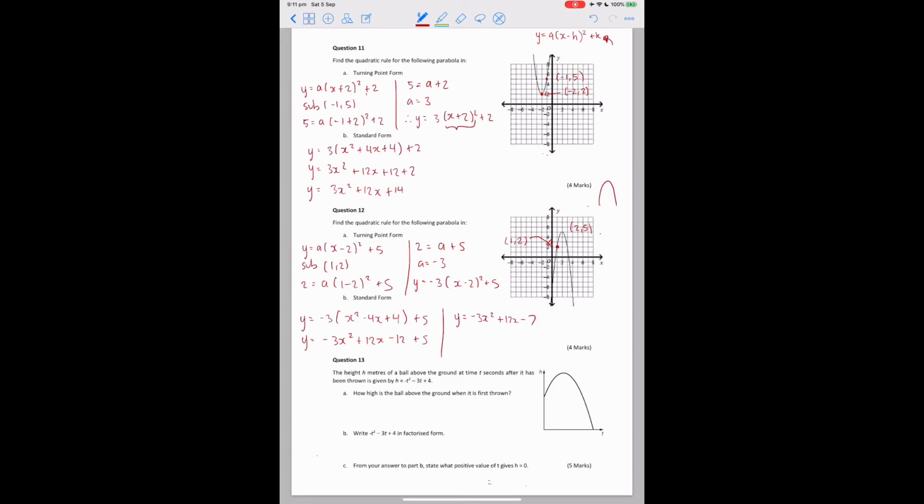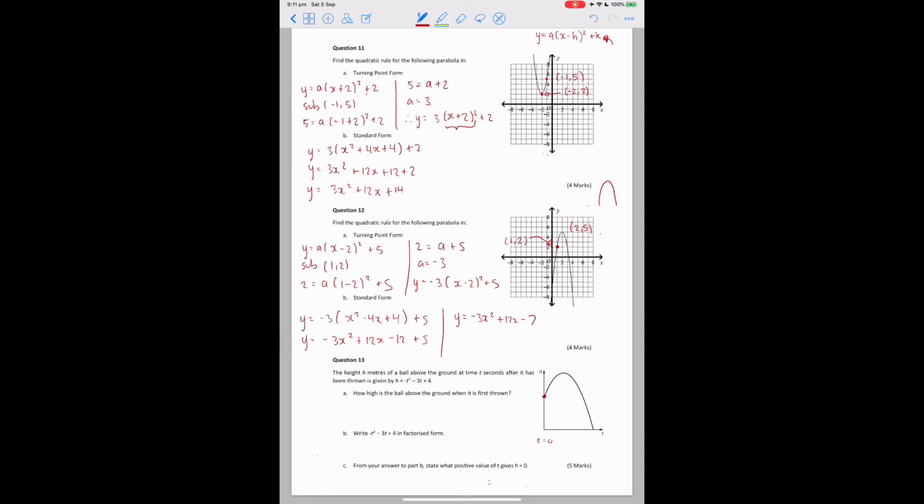For question 13, the question reads, the height h meters of a ball above the ground at time t seconds after it has been thrown is given by this particular equation up here. The first part wants you to find out how high the ball is above the ground when it's first thrown. In this case, when it's first thrown, that's when t is equal to 0. So that corresponds to this particular height.